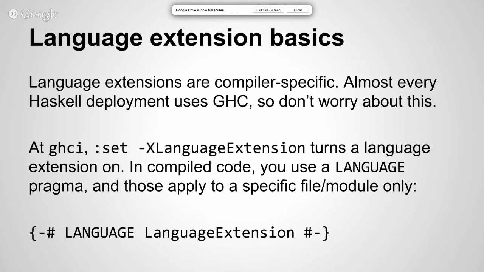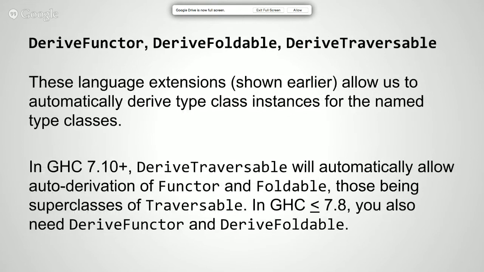In the interactive mode, you can either set -X language extension and turn it on, or you can put a language pragma in the file and it'll apply only to that module. You could also pass it in as a command line argument, -X language extension again, but I've never seen that done. In fact, I don't know why you would ever want to apply a language extension to your whole code base.